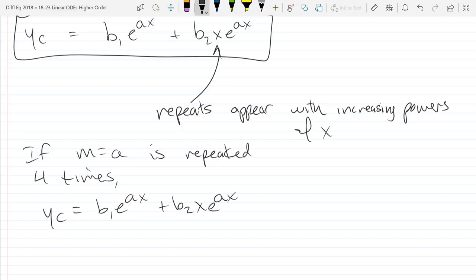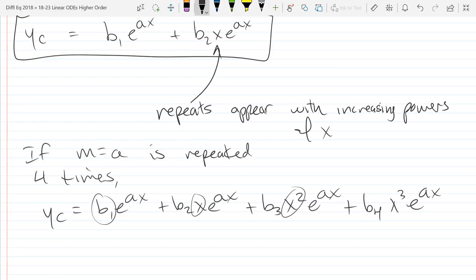That's the order 2 term. Now the third term, we would just get x squared e to the ax. And then the next term, x cubed e to the ax. You get increasing powers of x, basically. So we have a constant in the front, and then we have a linear, quadratic, and cubic like that. So if you went up to a fifth repeat, you would just have another one in the pattern right here.